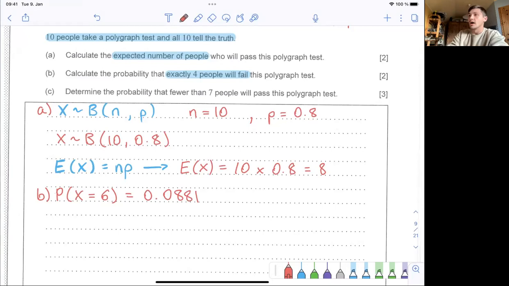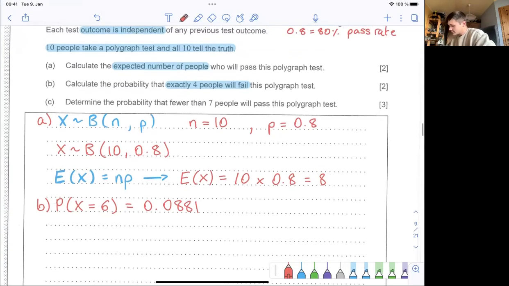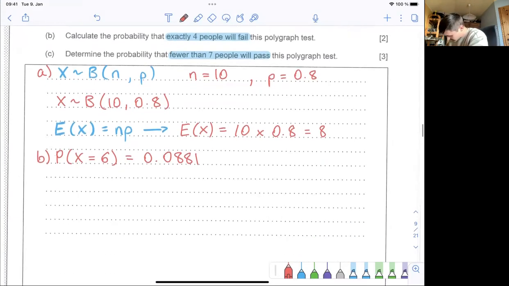0.0881. All right, lovely. Now let's move on to part C. Determine the probability that fewer than 7 people will pass this polygraph test. Let's highlight the idea of fewer than 7 people who will pass. Right. So if we write that down here, this question is asking us to find when the probability of x is less than 7.